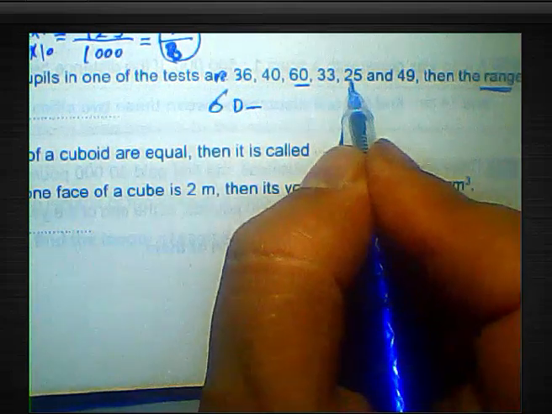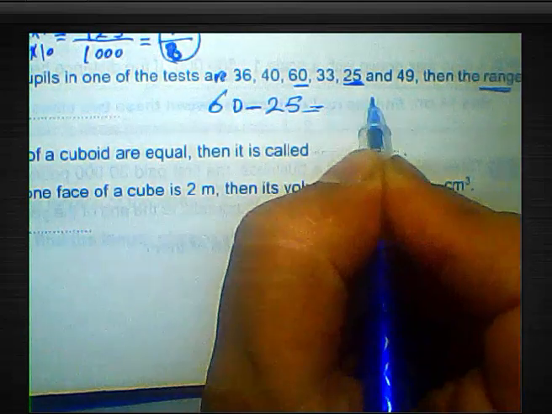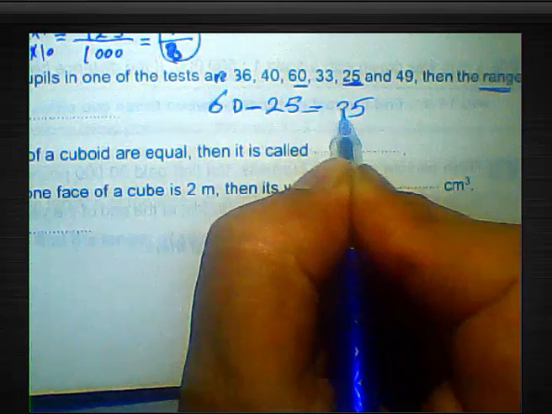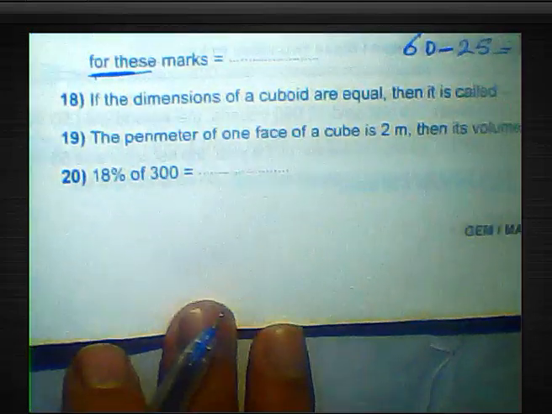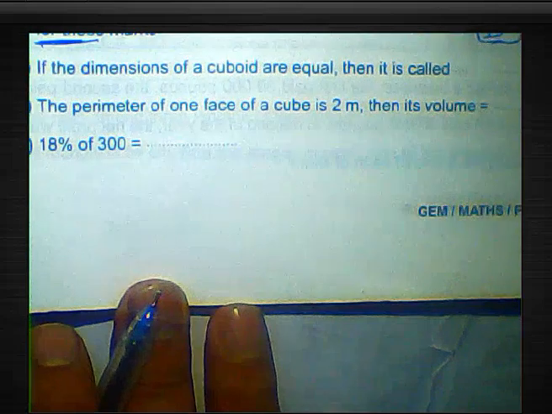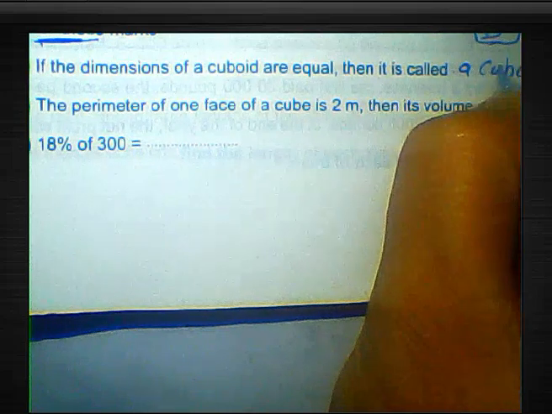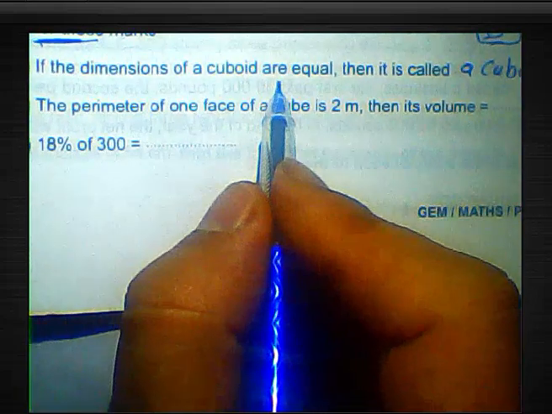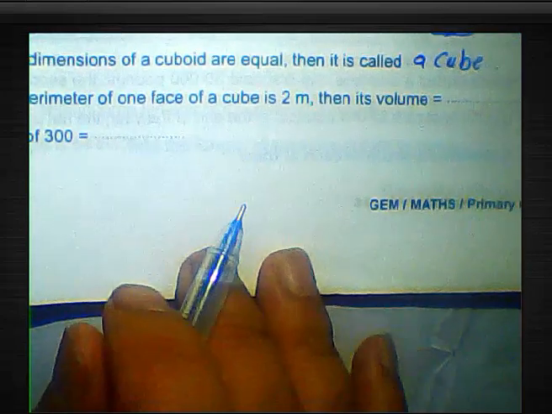So we write 60 subtract the least number, which was 25. 10 minus 5 equals 5. 5 minus 2 equals 3. Then the range will be 35. If the dimensions of a cuboid are equal, then it's called a cube.